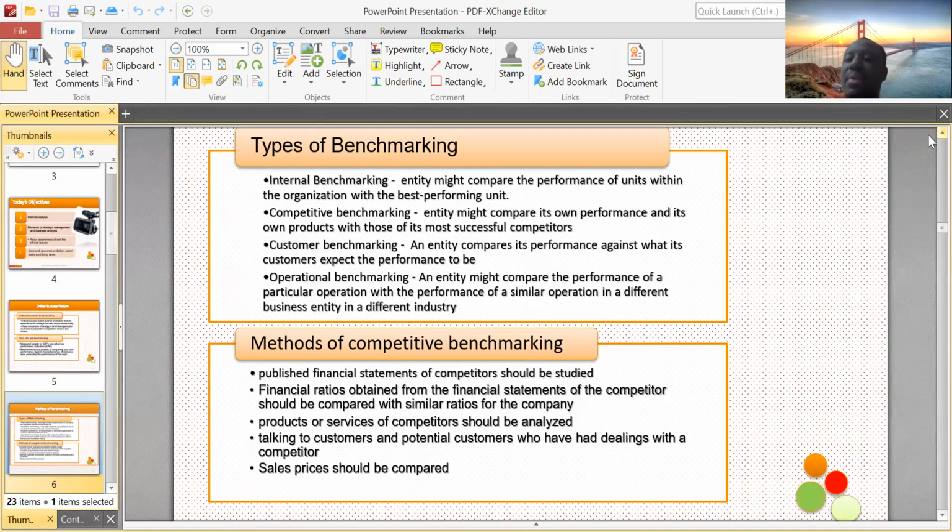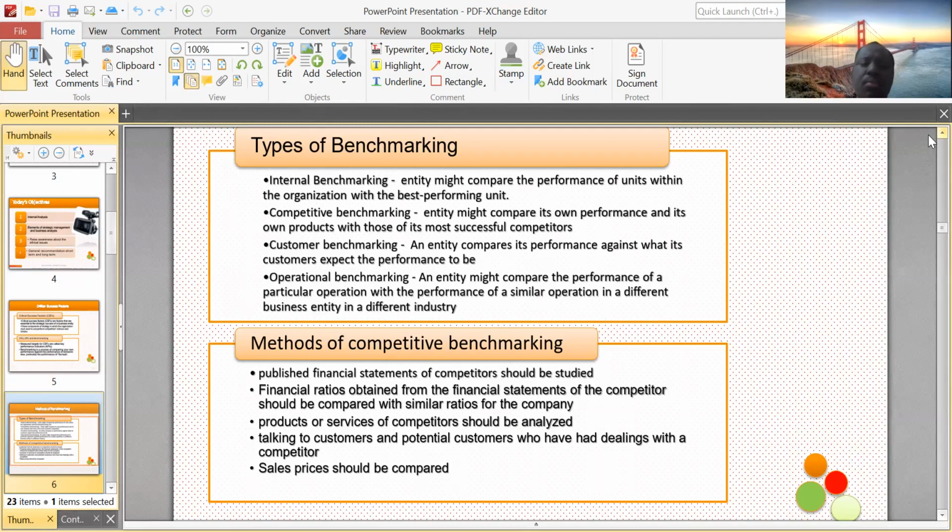So how is competitive benchmarking even done? How do you do it? First off, you study the published financial statements of competitors. You have to study the published financial statements of competitors. You also have to understand financial ratios. You need to analyze the financial ratios of your competitor to be able to understand their position financially. You also need to analyze their products when you are doing competitive benchmarking. That is benchmarking yourself against a competitor. You need to analyze products.